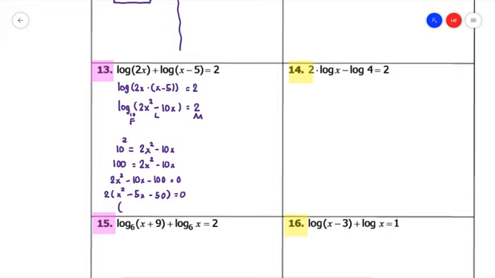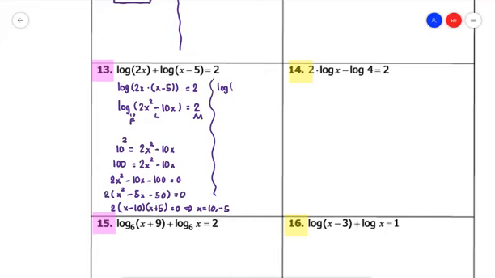And then I'll factor. We get x on the outside. We need two numbers that multiply to negative 50 but add to negative 5, which would be negative 10 and positive 5, which means x is equal to positive 10 and negative 5. So then we'll plug that back in and check.